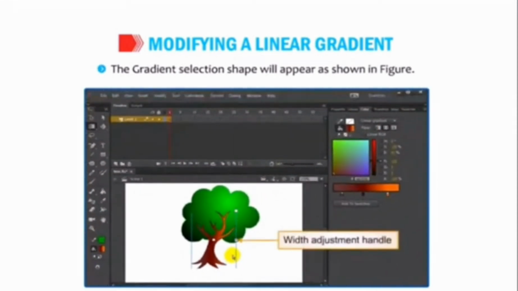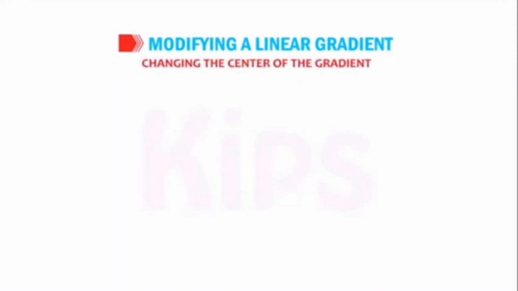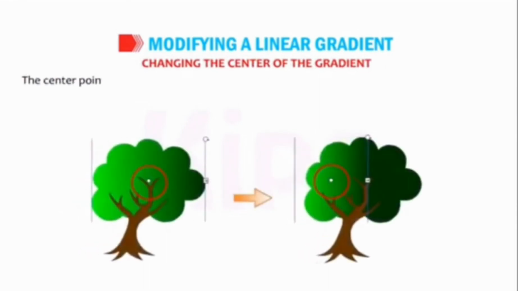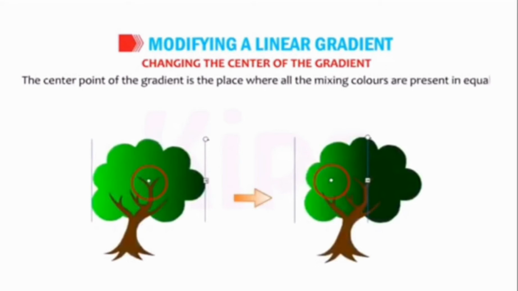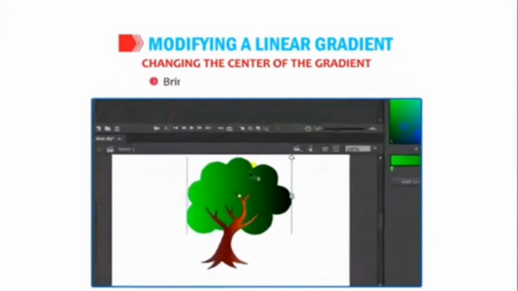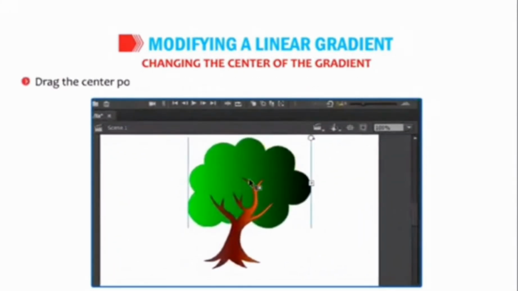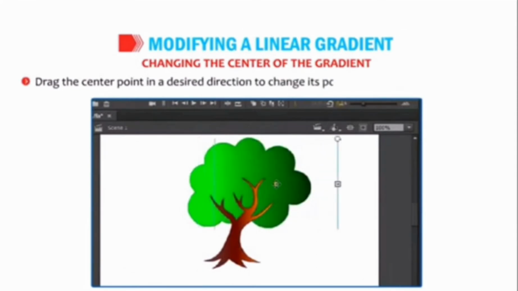Width adjustment handle. This is the center point of the gradient. Rotation handle. Changing the center of the gradient. The center point of the gradient is the place where all the mixing colors are present in equal proportion. To change the center of a gradient, use the following steps. Bring the pointer over the center point. Drag the center point in the desired direction to change its position and observe the change.